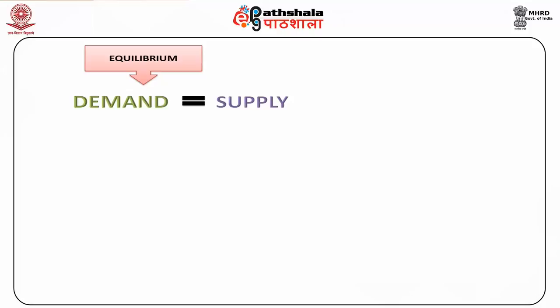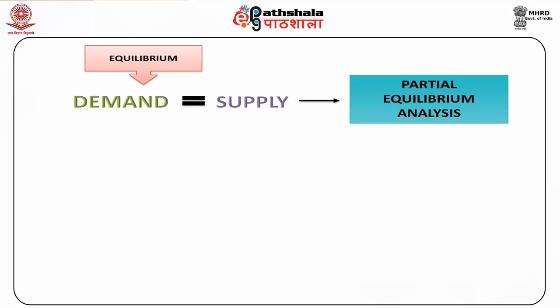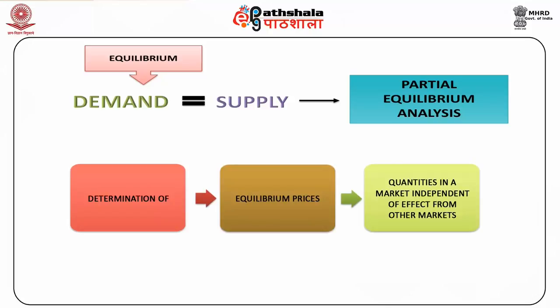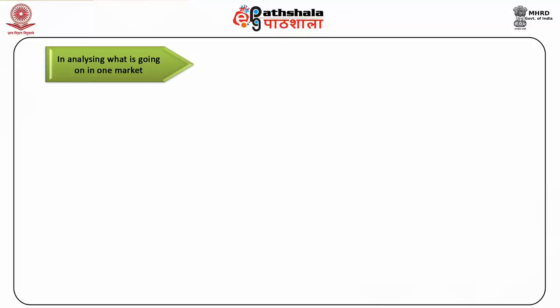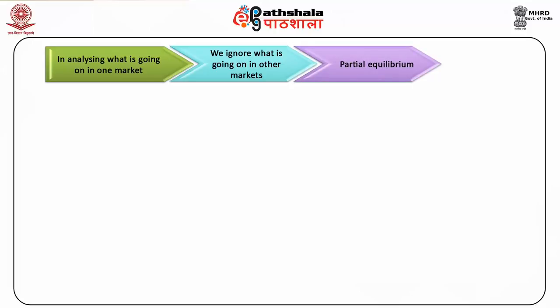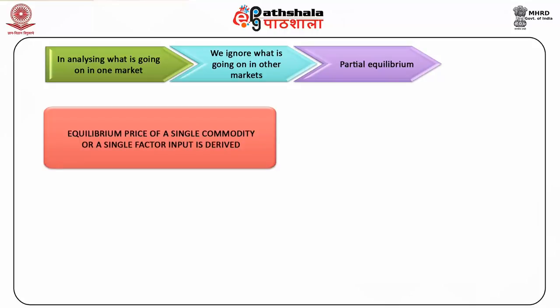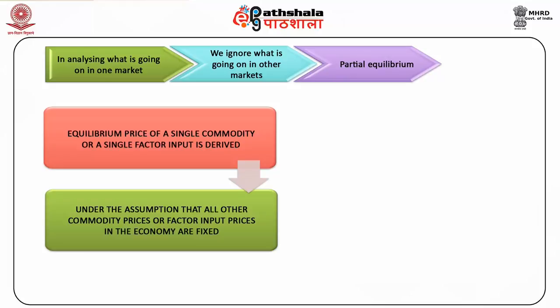This kind of analysis is called partial equilibrium analysis. It focuses on determination of equilibrium prices and quantities in the market independent of effect from other markets. In analyzing what is going on in one market, we ignore what is going on in other markets. Such an equilibrium is called partial. That is, the equilibrium price of a single commodity or a single factor input is derived under the assumption that all other commodity prices or factor input prices in the economy are fixed.